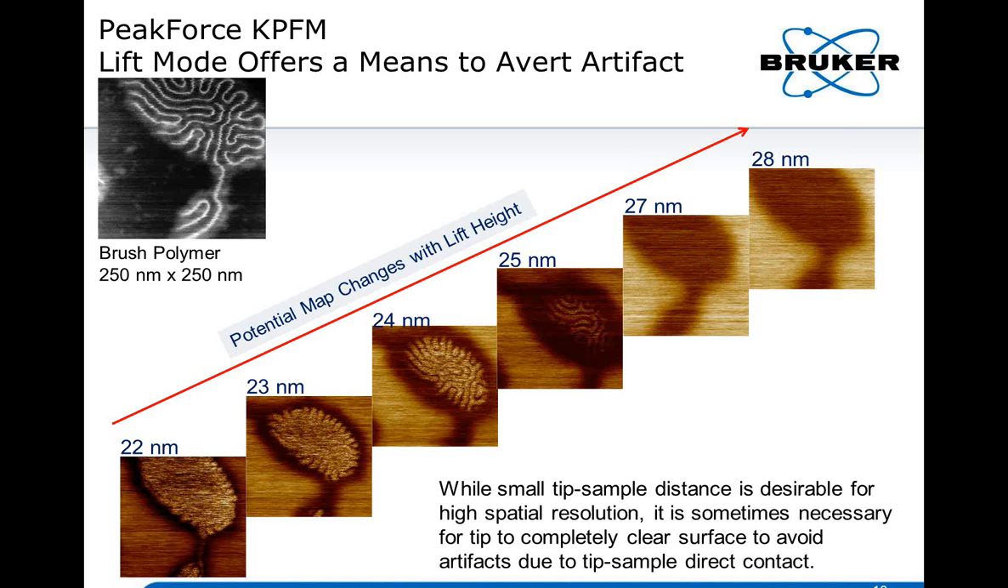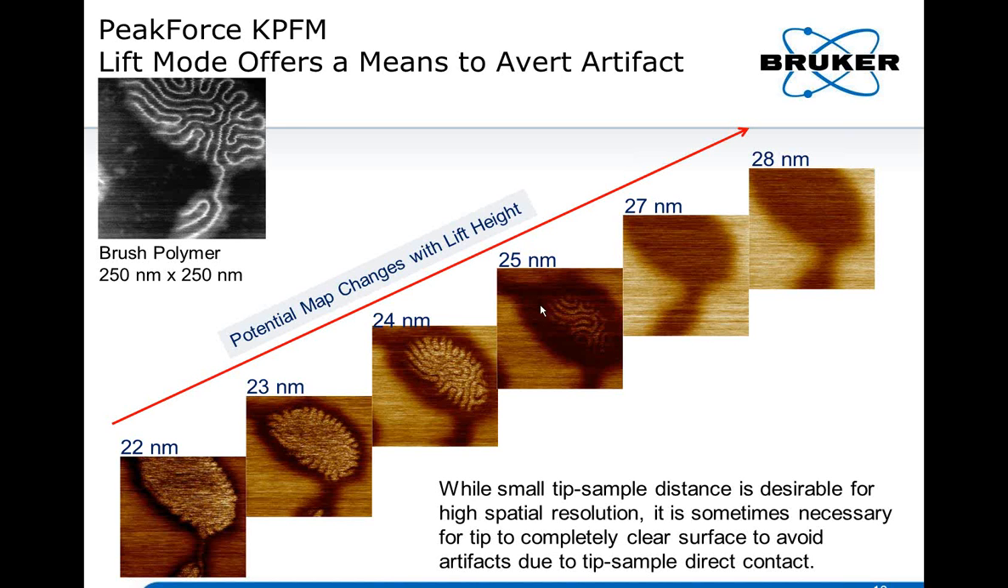What does this tell us? That's not what we expect. We would think the lift height will indeed affect the data, right? If you lift higher, the resolution will get slightly poorer, and we'd imagine the potential map will be fuzzier as the lift height goes higher. But we wouldn't expect the contrast to go away completely. This tells us the potential map here is most likely an artifact.